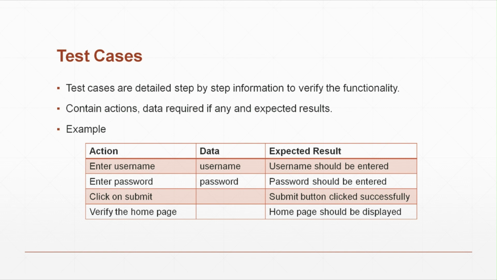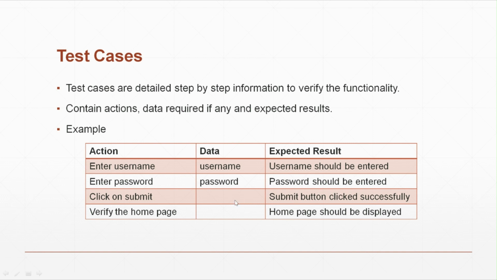Once the user has entered the username and password, those two fields should be filled. That is what we are expecting here, right? Once we enter the username into the username field, that username field should be filled with the username value. That is the expected result here. Next step is we need to click on the submit button. So for clicking on submit, we don't need any data. That is why the data field is blank here.